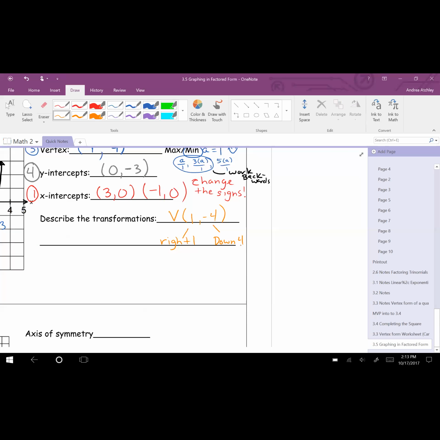Any questions over that? Also, I need to look at the a value. The a value in this case is 1. Okay, so there is no stretching and no shrink here, because the a was 1. Remember, if the a was 2, that would be a stretch because it's greater than 1. If a was a fraction, like 1/2 or 1/3, then that would be a shrink. Any questions over that? Yes.